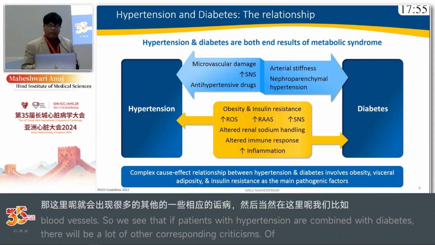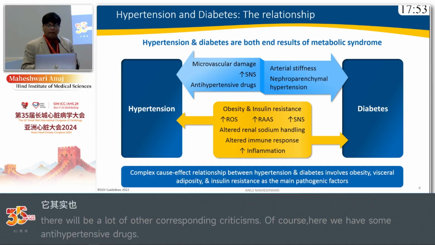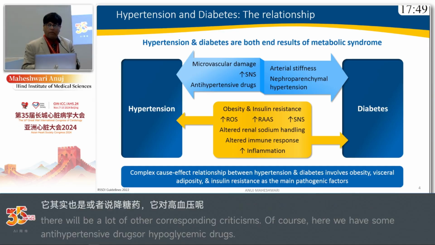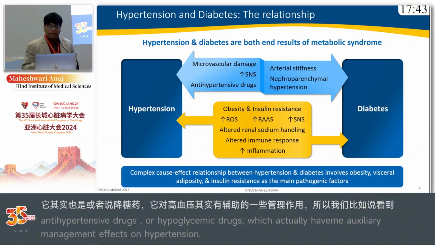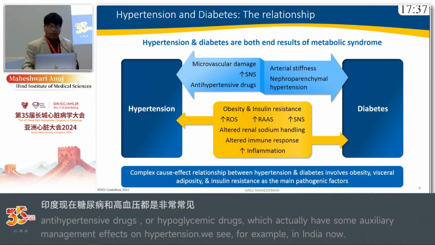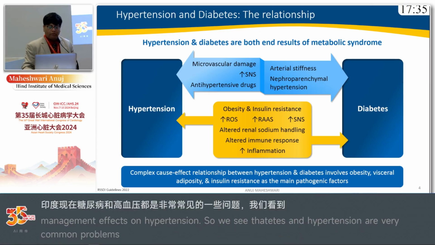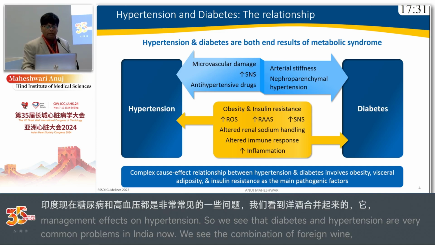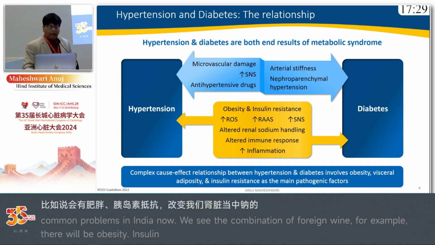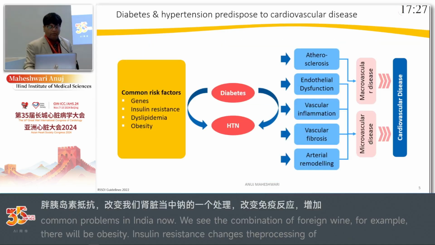So obesity and insulin resistance, combined with increased reactive oxygen species, a higher level of RAS activity, and sympathetic nervous system activity, which is very commonly seen in India, together with altered renal sodium handling, immune response, and raised inflammation, all make it a very complex cause-effect relationship between hypertension and diabetes that involves obesity, visceral adiposity, and insulin resistance as the main pathogenic factors.